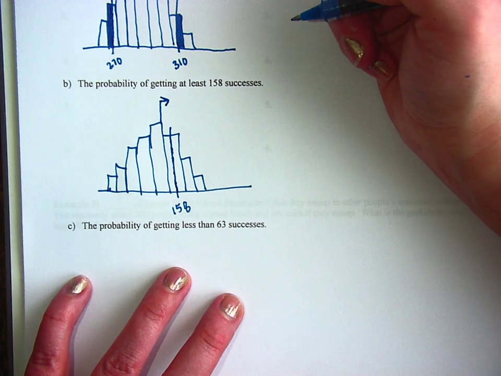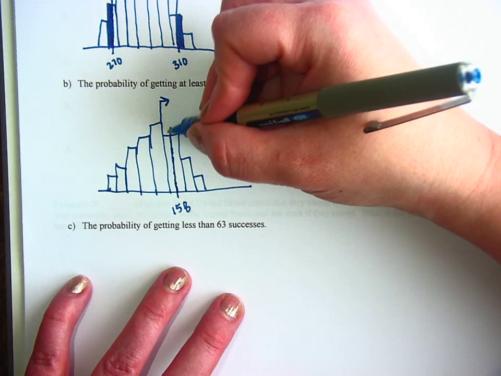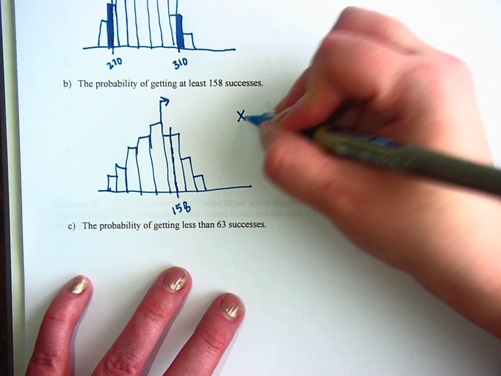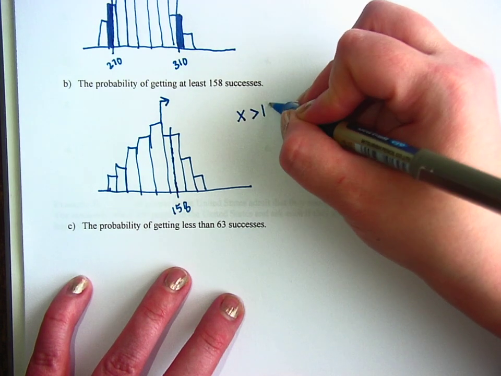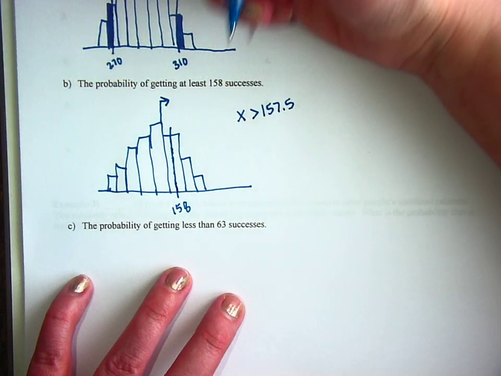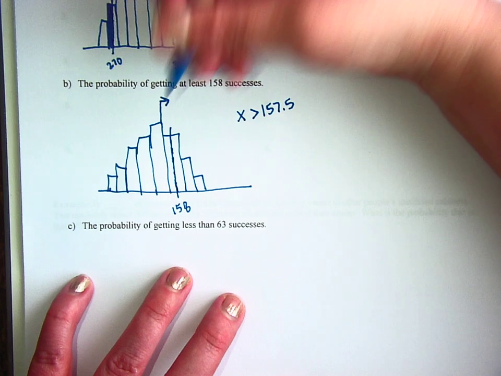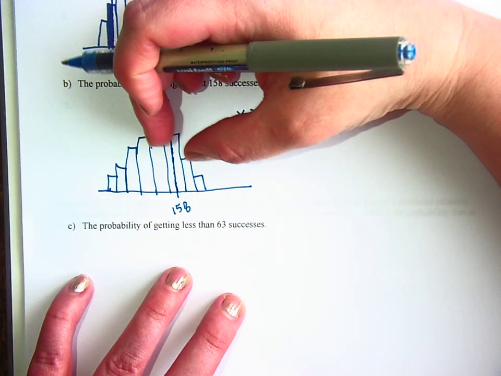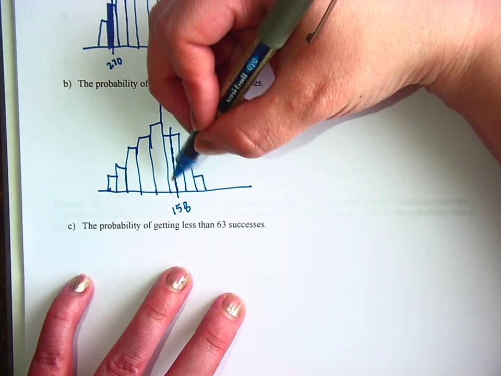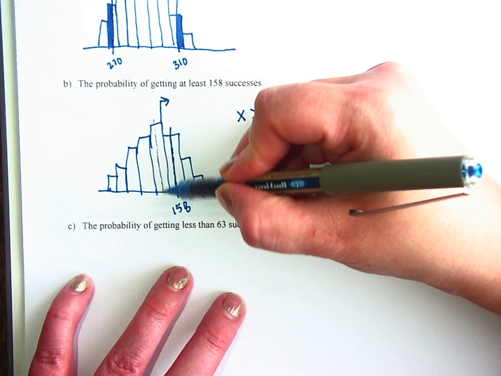158 is in the middle of this bar. So to include this bar of 158, we have to scoot over the value just a little bit. So we're going to have to say x has to be greater than 157 and a half. This is very much like when we were doing class boundaries and pushing them together to make that 0.5. So to include this whole bar, we need to scoot it over and make it 157 and a half. Here would be 157, by the way. Right there.